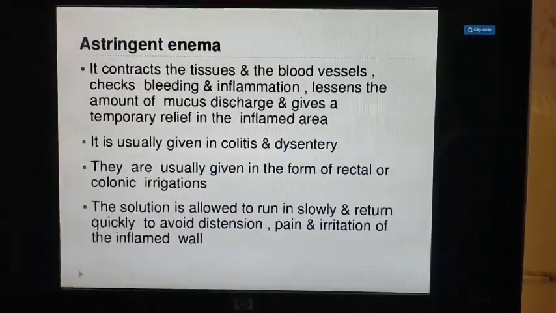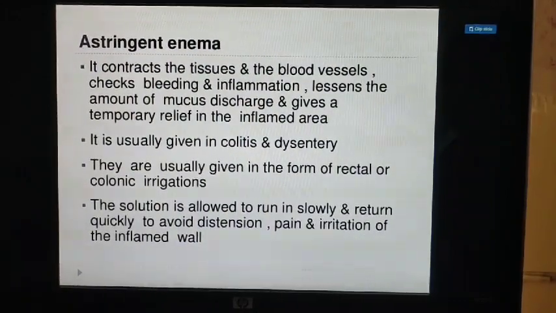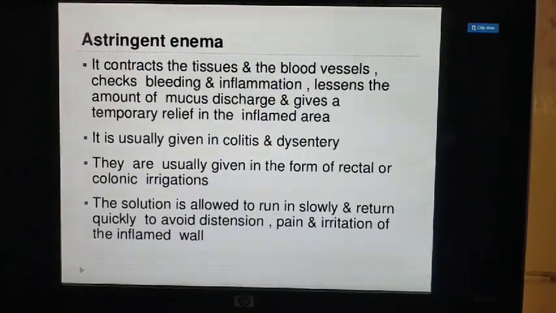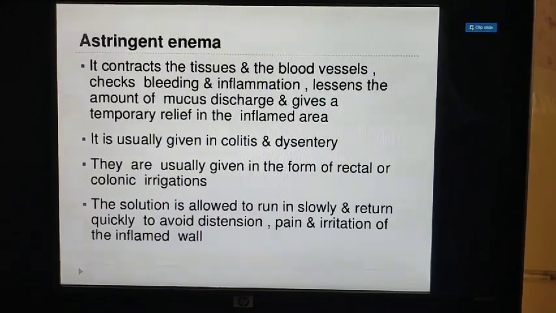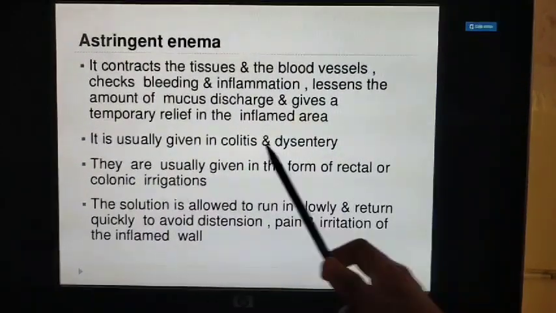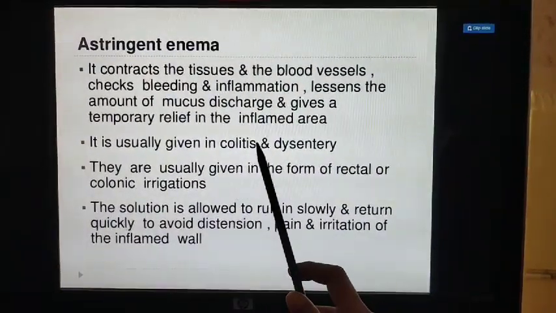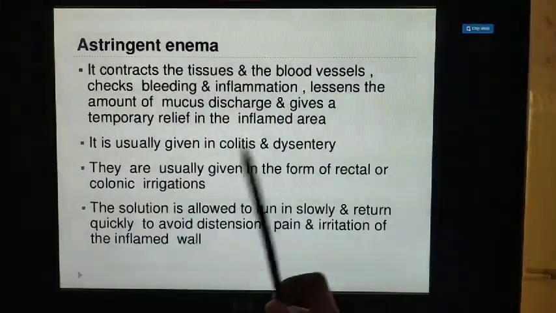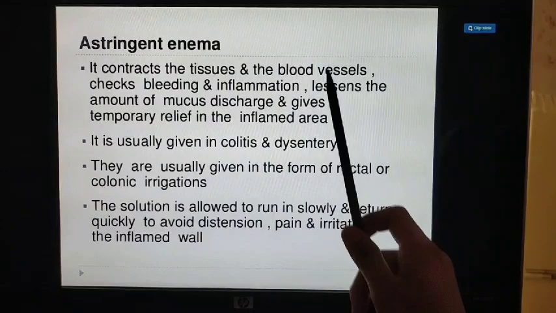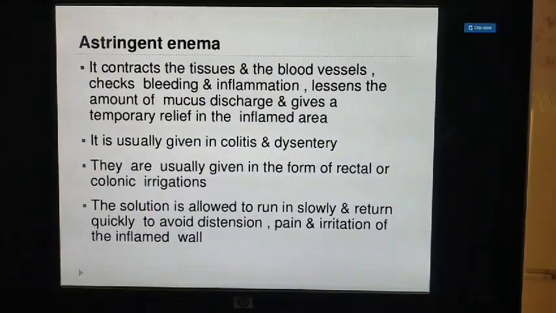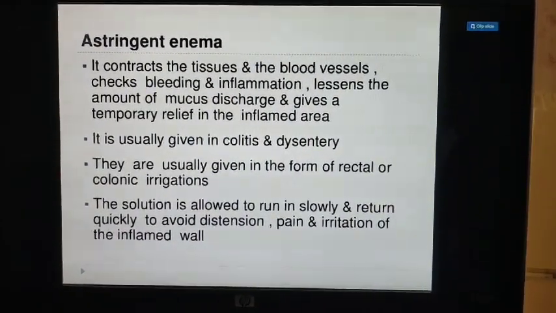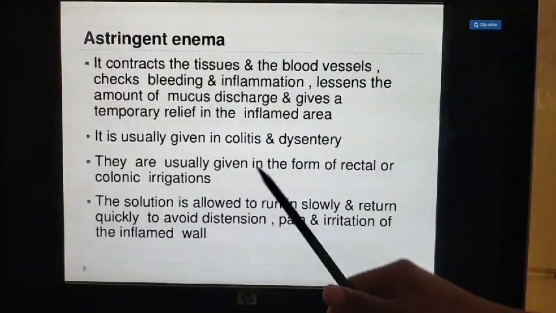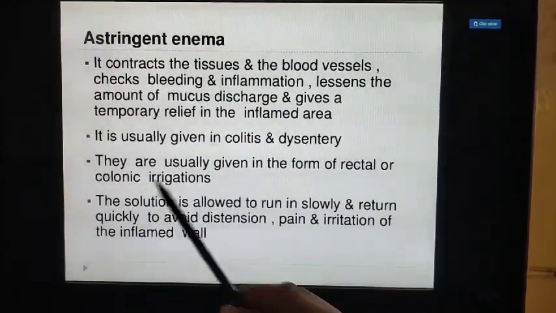In colitis, what happened? In the border of the intestine, the mucous membranes are there, right? In there, rupturing of the blood vessels occurs. Why? Because of hard constipation. Once it is ruptured, then we have to give this astringent enema. What will it do? It will constrict and check the bleeding, and it will give some soothing effect to the intestine. They are usually given in the form of rectal and colonic irrigation.